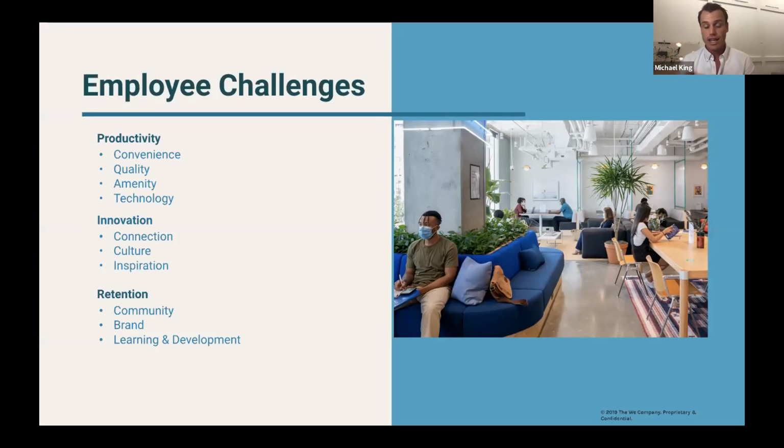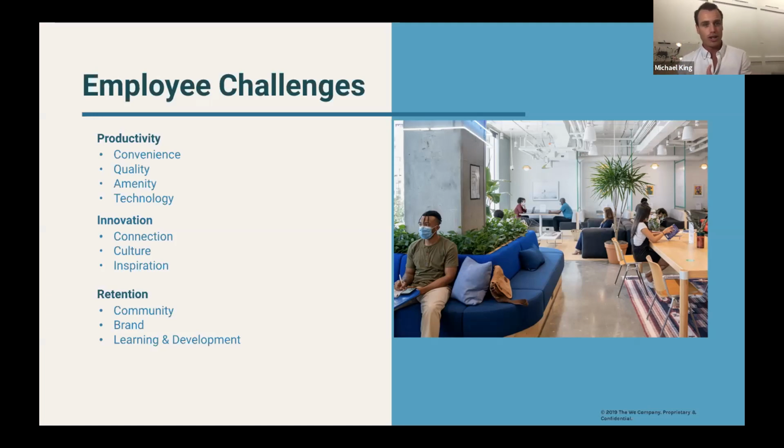That is, can they be as productive as they once were when they're working remote? Can they innovate as quickly as they once could when they were working from an office? Can we retain them as well as we once could when we had them working in the office?